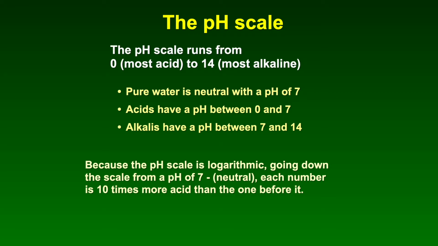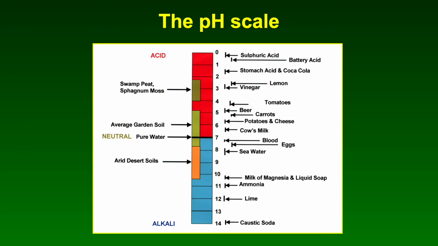In alkaline soils, with a pH of more than 7, several important nutrients may be unavailable. This diagram shows the pH range for typical soils, plus the pH of a number of common substances for comparison.